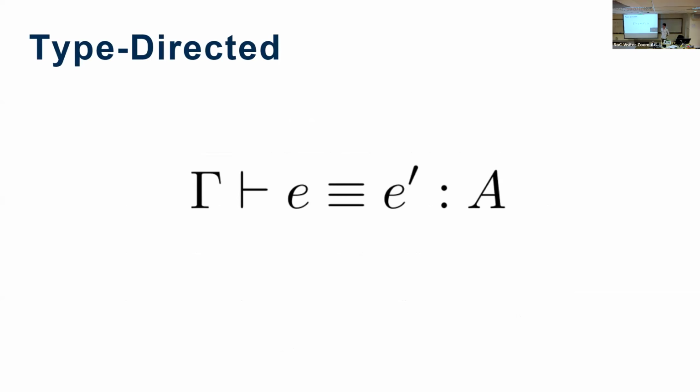So they use what's called a type-directed equality judgment. So it's sort of like before, except that we also have the type of the two expressions in the judgment. So this reads that E and E prime are judged to be equal at type A. That means they're both of type A.